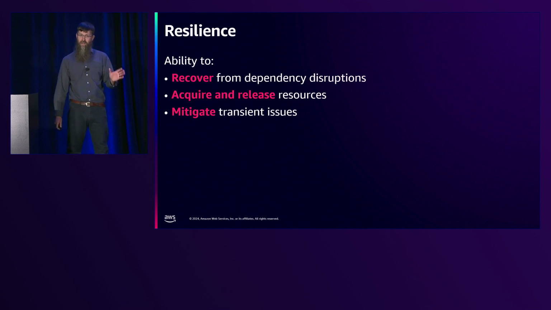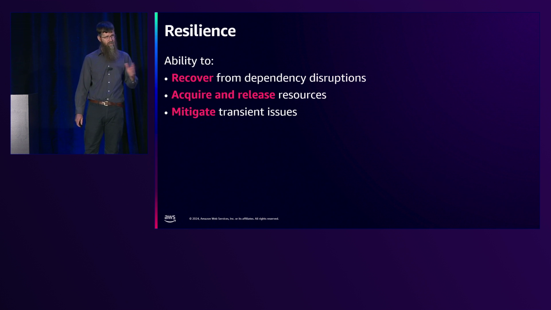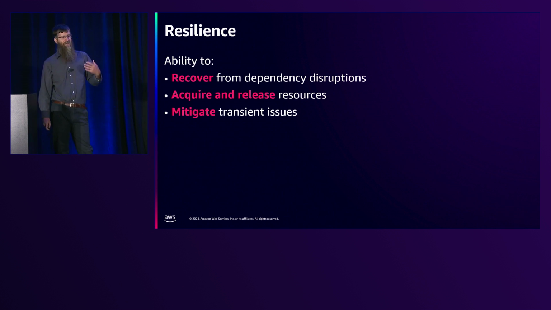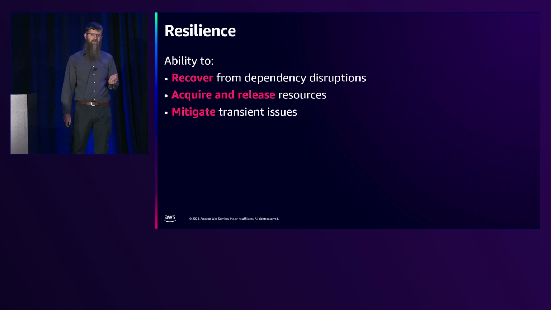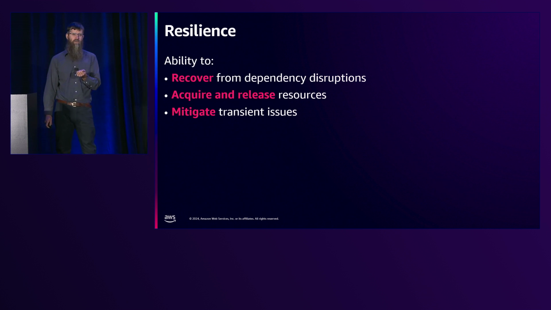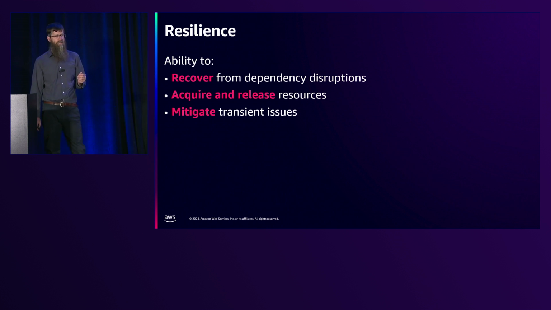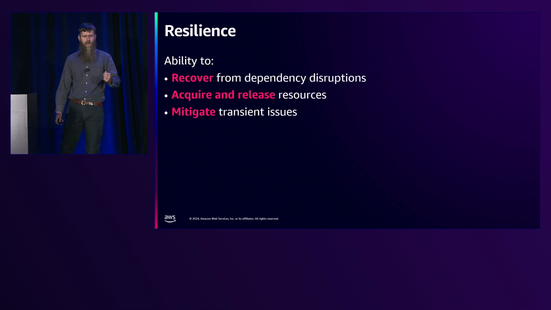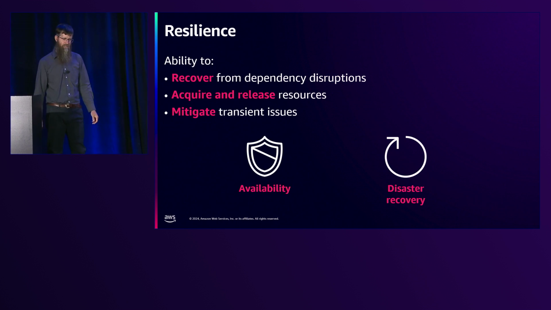So first, let's define precisely what we mean by resilience so we can know we're talking about the same thing, and if you leave the room, then we'll know why you left. So resilience is the ability of a workload to recover from infrastructure changes, service disruptions, dynamically acquire new resources or release them in response to demand, and to mitigate disruptions such as misconfiguration or transient network issues, things like that. That's what it means to be resilient. This is supported by two pillars: availability and disaster recovery.